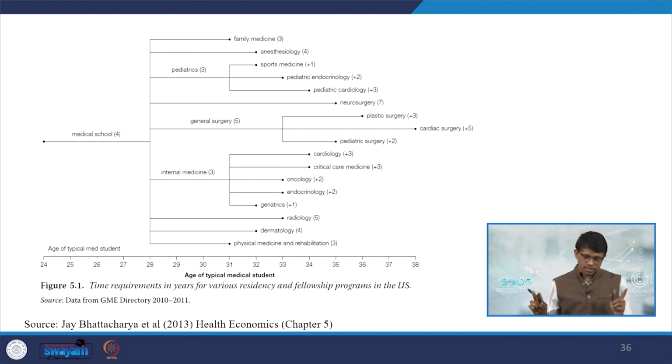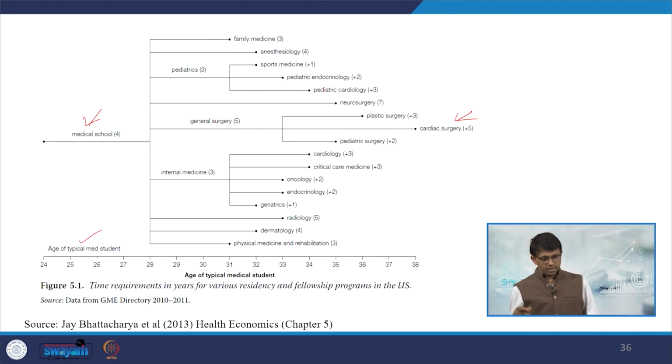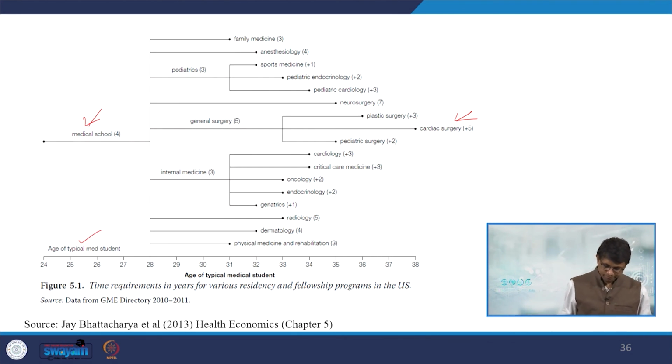So this is the chart of the US, the time requirement in years of various residency and fellowship programs to act as a physician, starting with medical school, then different services. It shows the time required and the age of a typical medical student, so in different years they are capable of treating. We are referring to J. Bhattacharya et al. 2013, Health Economics, chapter number 5.